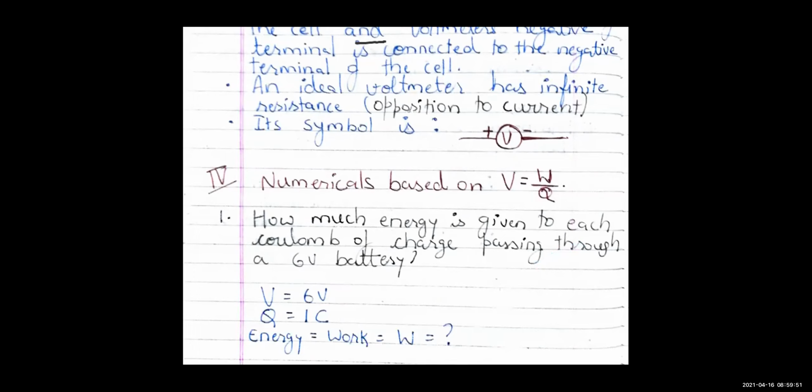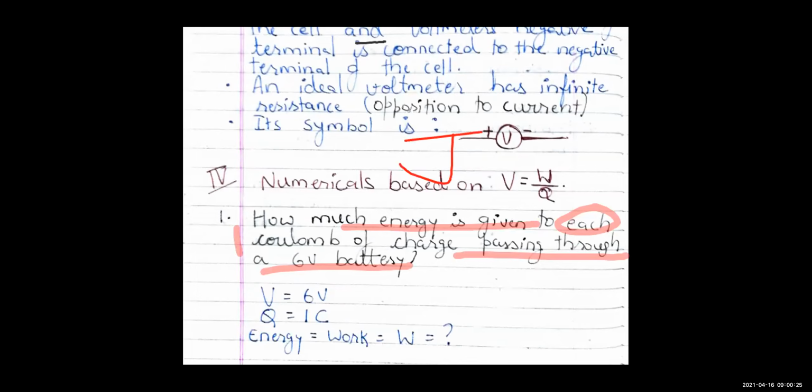Right? Here we are having a very short numerical, children. This is your NCERT numerical only. Question is, how much energy is given to each coulomb? Each coulomb means 1 coulomb, right? Of charge passing through a 6-volt battery. Right, beta? So energy, you know kinetic energy, you know potential energy. Energy, the unit is joule. Unit of energy is joule.